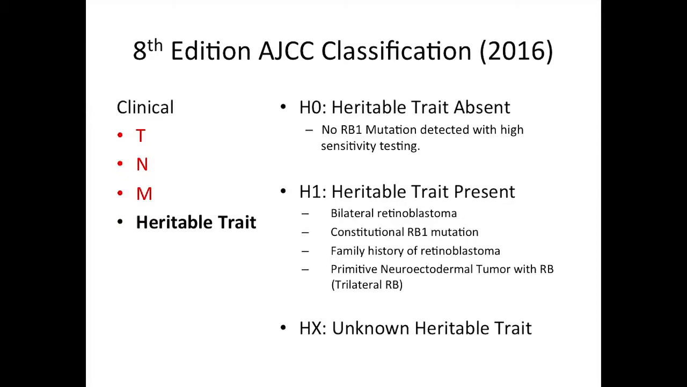And this is the most important aspect of the classification system. Retinoblastoma is the first tumor where you have heredity, that is the hereditary trait, incorporated in the classification system now. So you have H0 where there is no mutation detected, or you do not have any information about the heredity. H1 is where you have cases of bilateral retinoblastoma, a confirmed constitutional RB1 mutation in the patient, a family history of retinoblastoma, or a child with trilateral retinoblastoma.